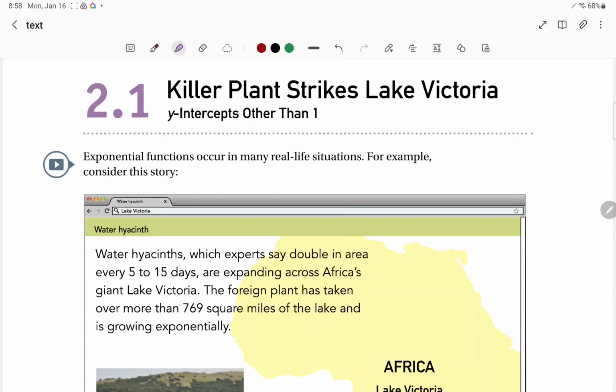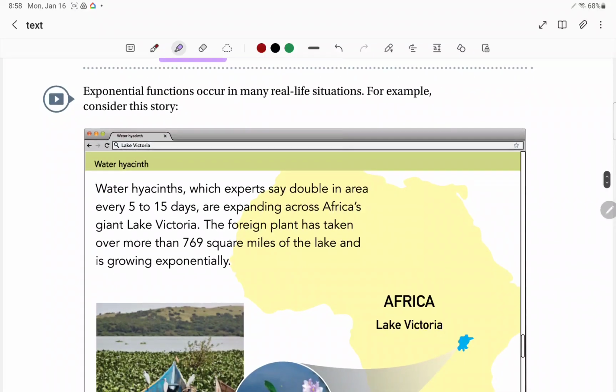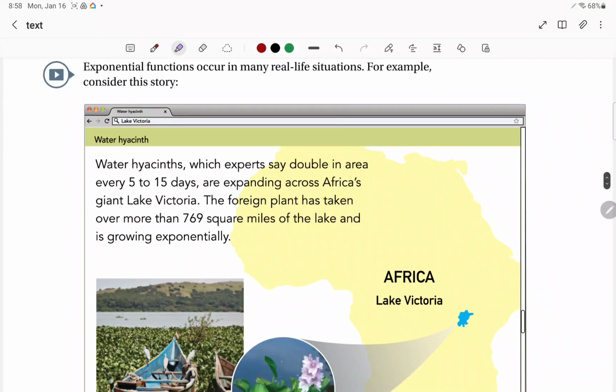So now let's take a look at killer plants. All right, we're looking at, again, y-intercepts other than 0, or 1, I guess it wouldn't be 0, but 1. And you could think of that y-intercept in terms of population, right? That would be where the population starts. Most populations start with 1 or 2. In this case, in the example that we're going to be doing, it's different.